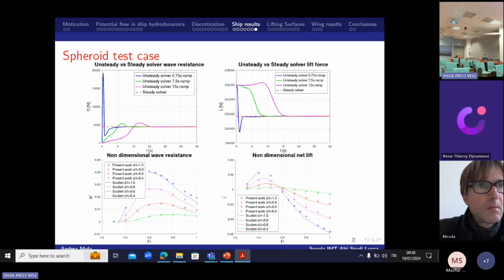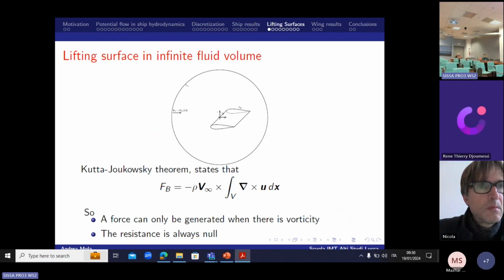We also compared it to this previous solution made by Scullen on the same problem for the steady flow, and they look pretty much the same. So this is what happened in the last, I would say, 10 years in regard to the naval engineering problems.